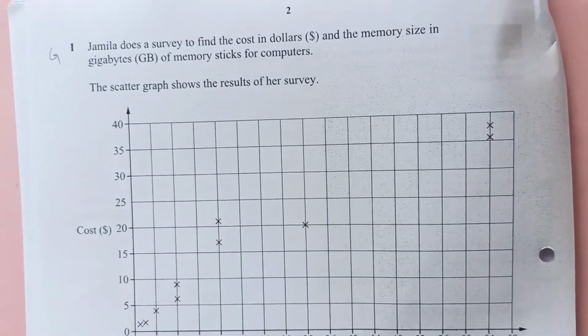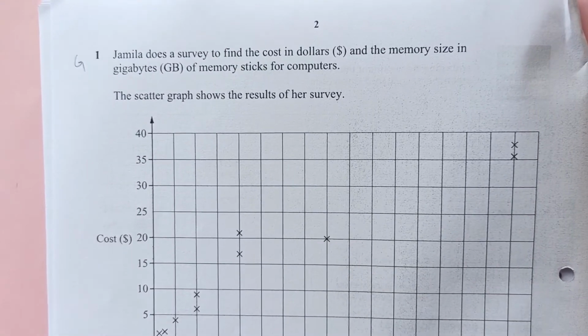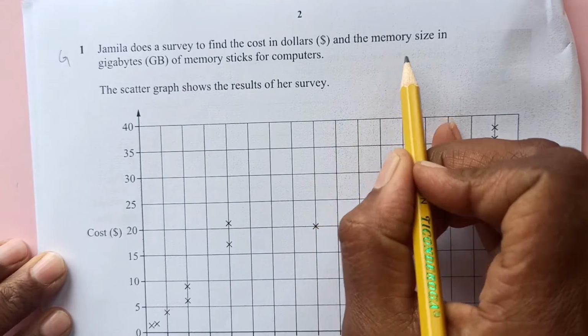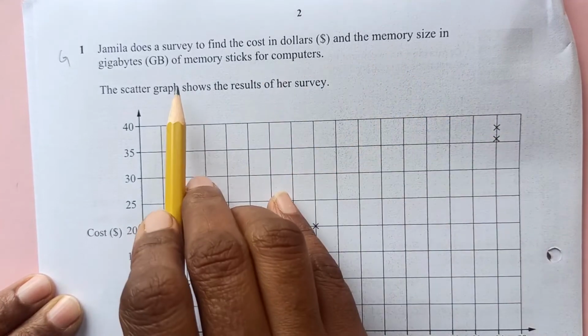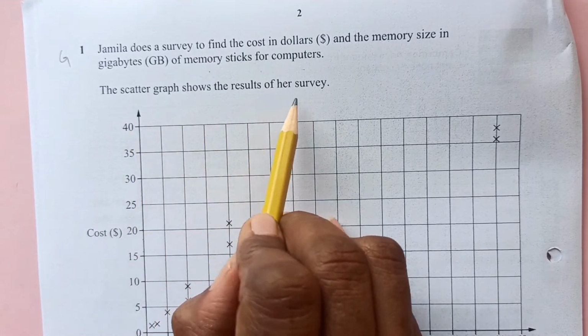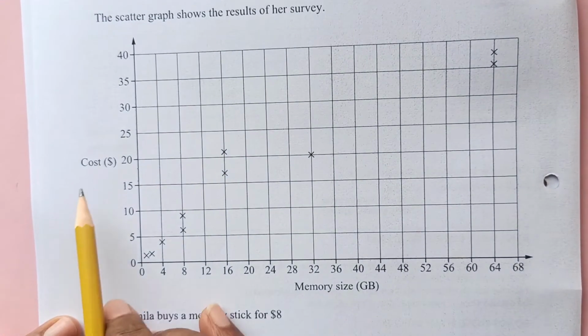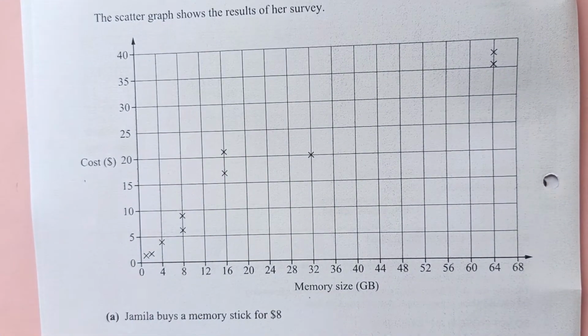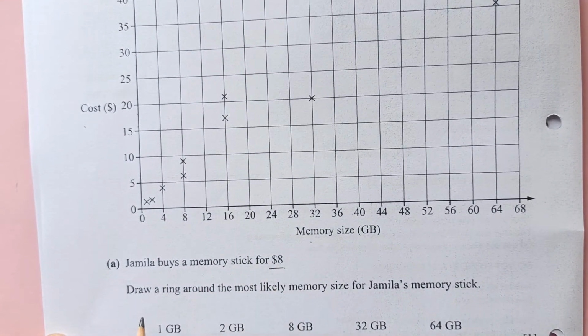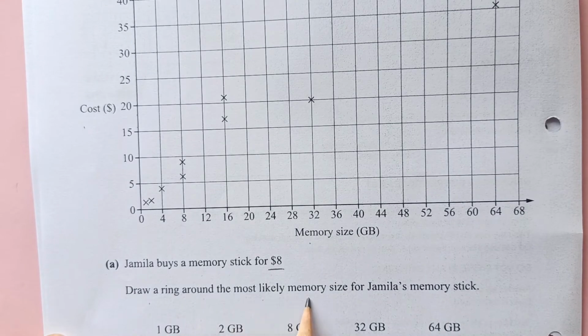I have another scatter graph here. Jamila does a survey to find the cost in dollars and memory size in gigabytes of memory sticks for computers. The scatter graph shows the results of her survey. So the cost is here and memory size is this side. Jamila buys a memory stick of $8. Draw a ring around the most likely memory size for Jamila's memory stick.